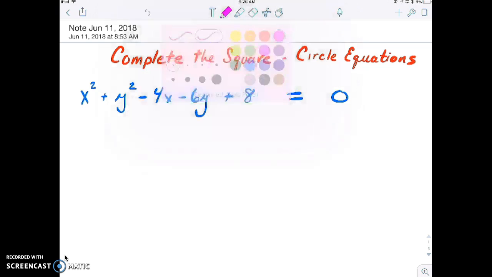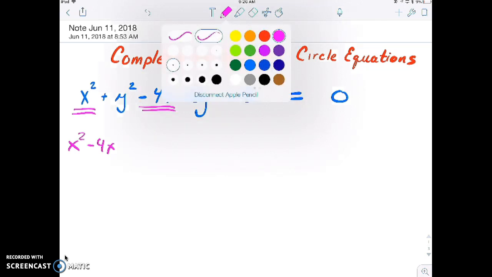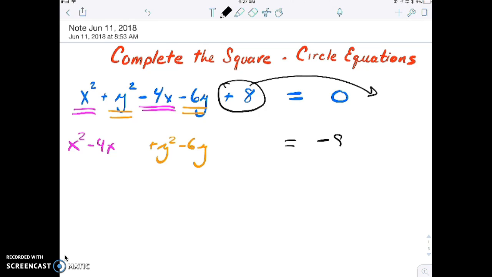All right, so the first thing we do after you fix that is group the x's together. So x squared minus 4x, and then you group the y's together. I'm going to leave some space and put plus y squared minus 6y. And the other thing you have to do is make sure if you have any plain numbers, any constants, that they move to the other side of the equation. So if I take away 8 from both sides, I'm going to end up with negative 8 on the right.